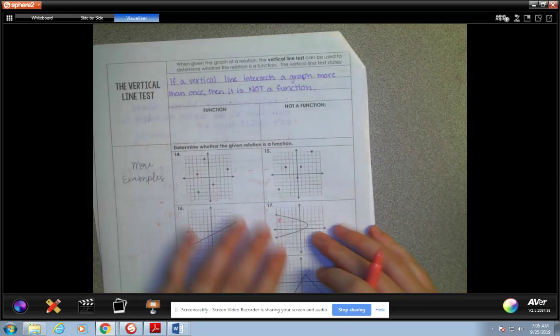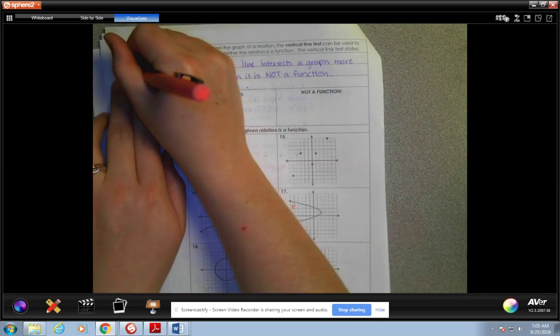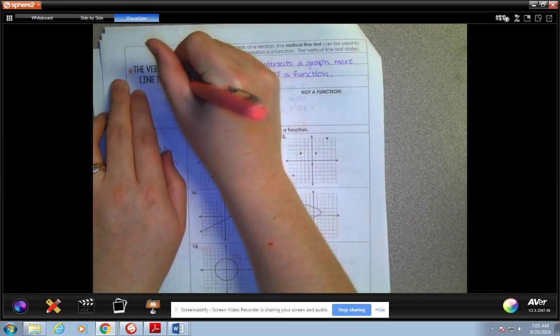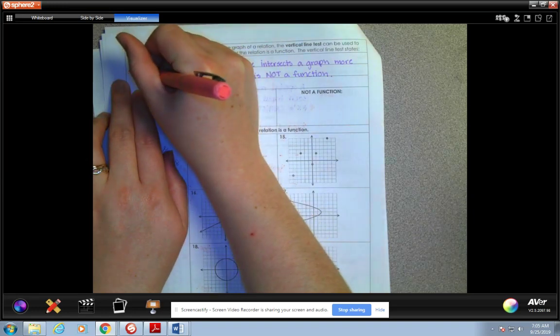Okay, so on the back, now we're going to decide whether graphs are functions or not. And we're going to use something called the vertical line test. For short, I like to call it the vert line test. What the vertical line test states is that if a vertical line intersects a graph more than once, then it's not a function.